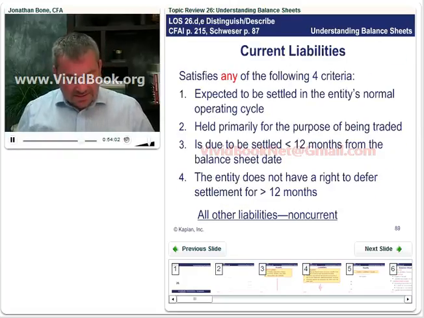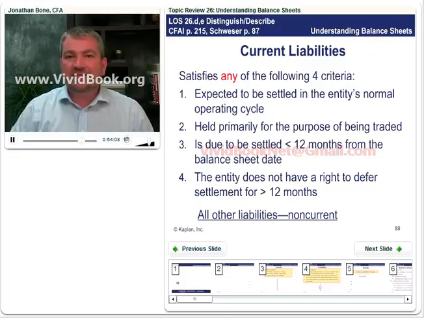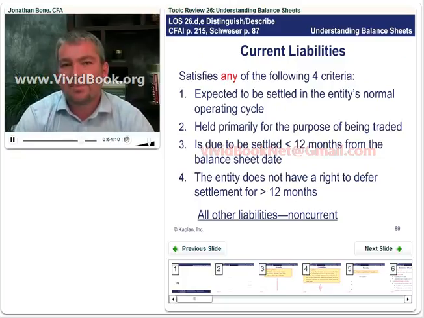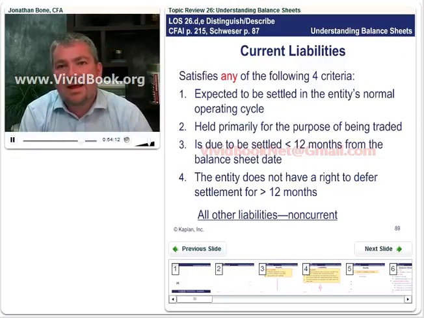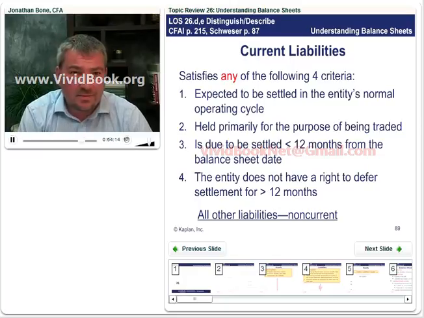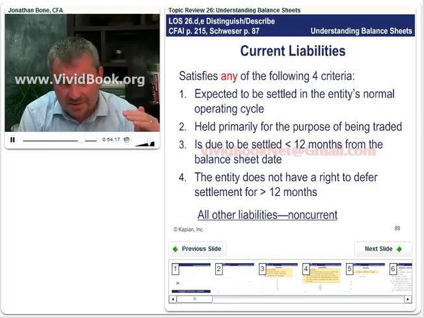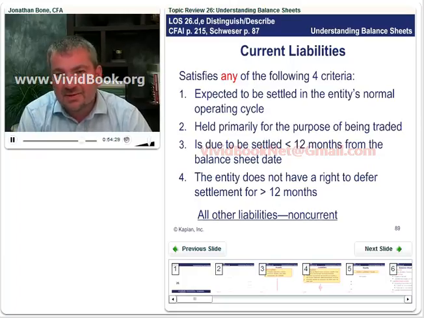Right, turning our attention at last to current liabilities as we make some progress here. A current liability satisfies any of the four criteria. So, to be settled in the entity's normal operating cycle, remember the difference, the time taken between receiving raw materials and collecting cash from selling finished goods, so days of inventory on hand plus days of sales outstanding; held for the primary purpose of being traded; or due to be settled within 12 months from the balance sheet date.